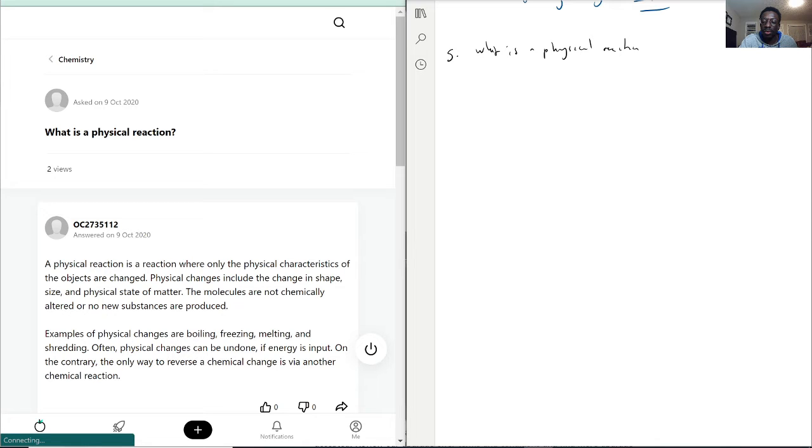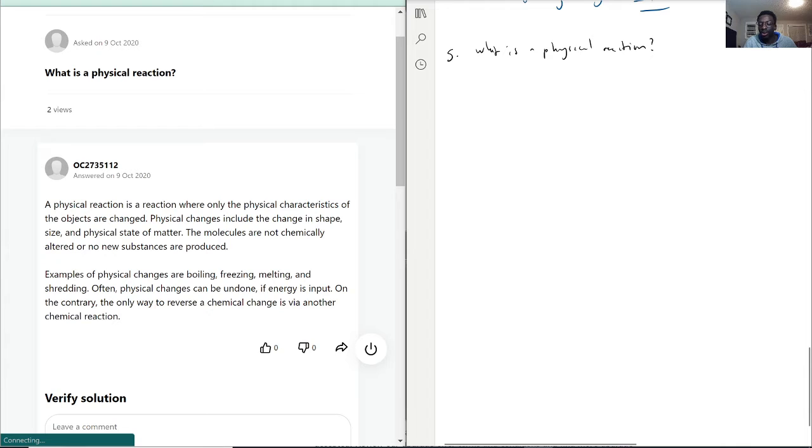Reaction. Okay. So, the way I like to state it, and it also says here, a physical reaction is a reaction where only the physical characteristics of the objects will change. So that's like shape, size, and specifically the physical state of matter. Examples are boiling, freezing, melting, shredding, cutting, and usually physical changes can be undone. For example, if you boiled it, you can freeze it back, and if you've cut it up, you can kind of try to glue it together, although some are harder than others. Point being is that typically you can get the component back to its original form.